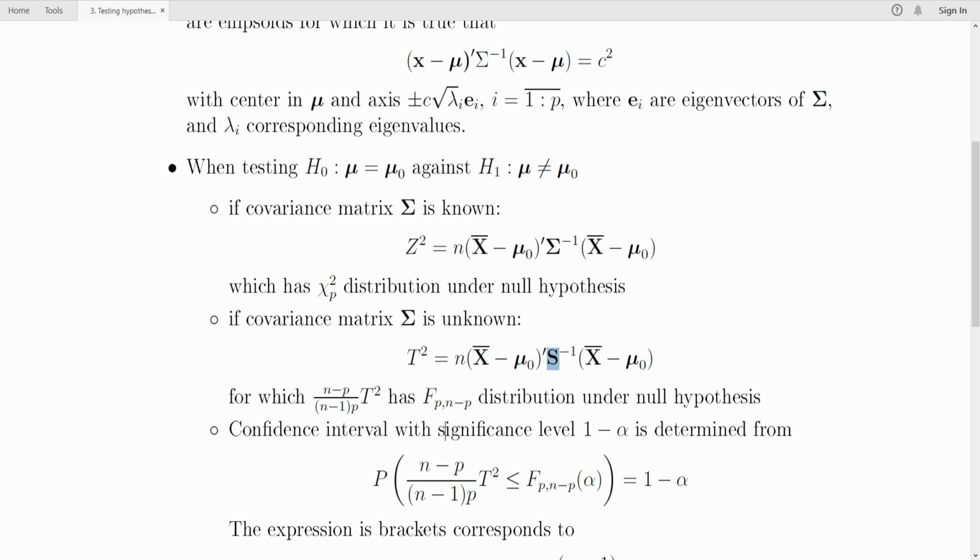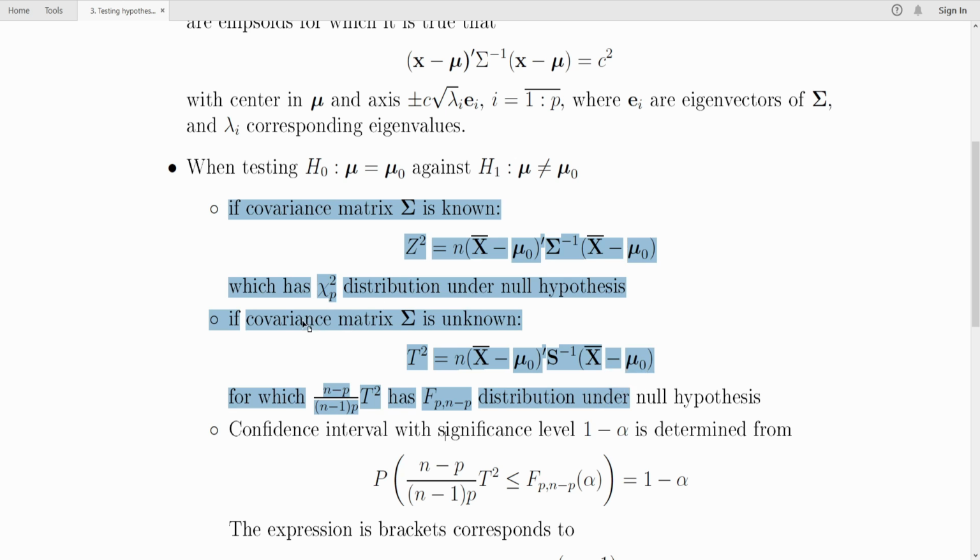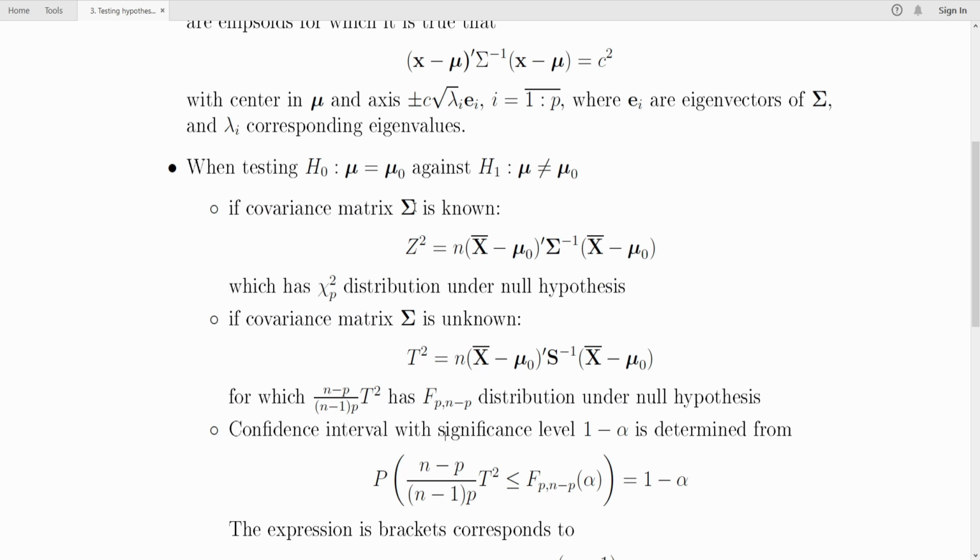What we know for both of those statistics is that under the null hypothesis, this test statistic has a chi-square distribution, and for the Hotelling t-squared statistic, when you multiply it by this constant, it has a Fisher distribution with p and n minus p degrees of freedom. This will allow us to use this distribution to test this hypothesis and later derive our confidence intervals. Let's first see on an example how both of these cases work: when we have our covariance matrix given and when we need to estimate it.